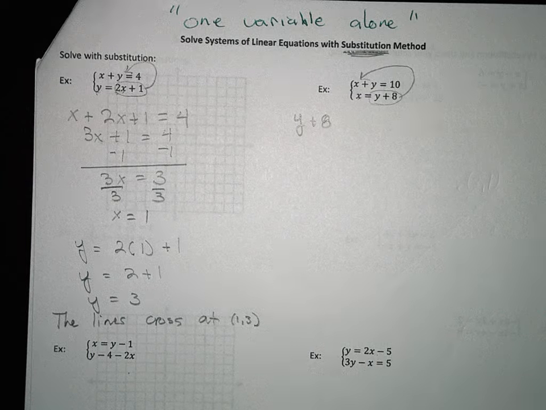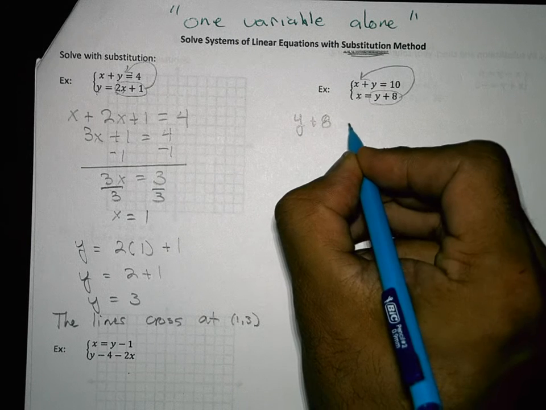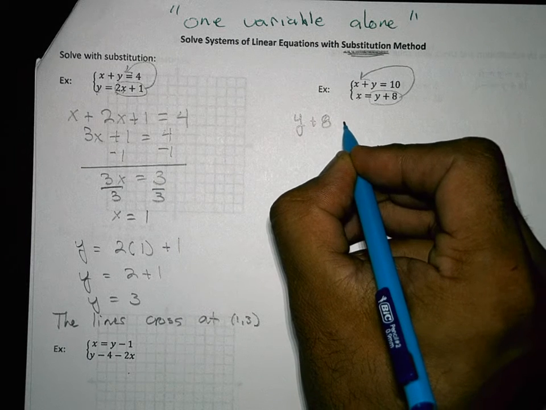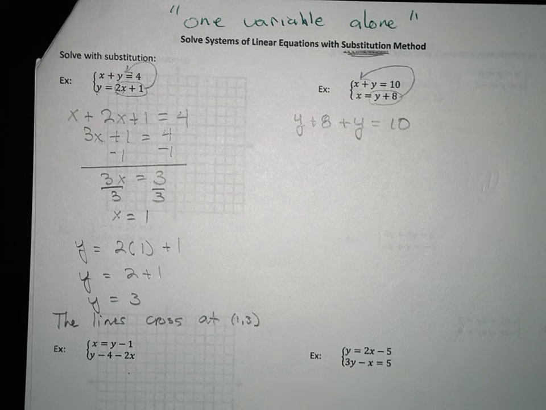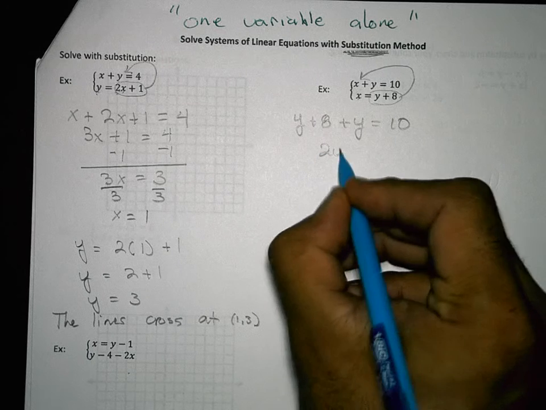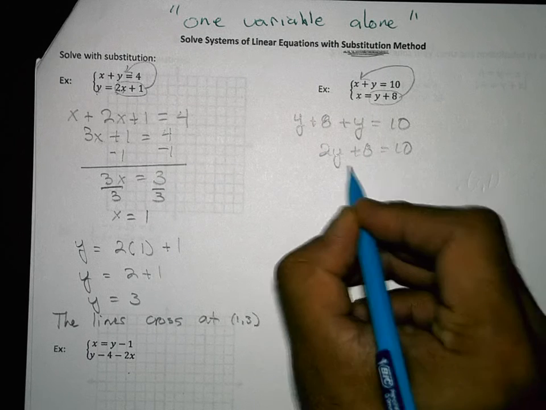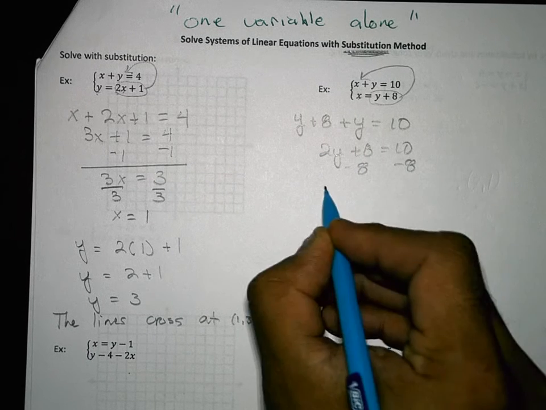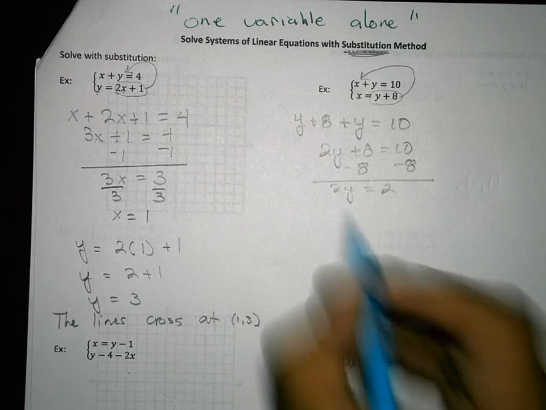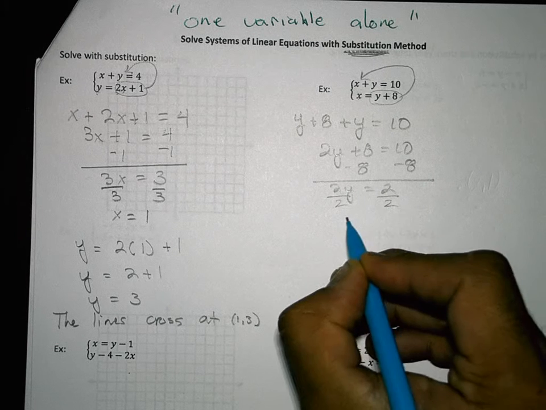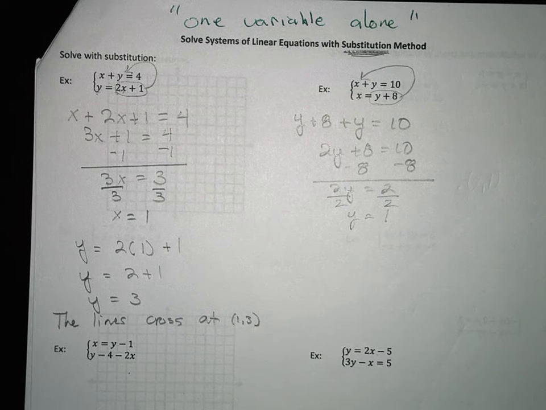Okay. Equals, oh sorry, y plus 8 plus a y, alright, equals 10. Now I combine my like terms, subtract 8 to both sides, divide by 2, and y equals 1. Now go back and plug in again, and I can plug in anywhere.